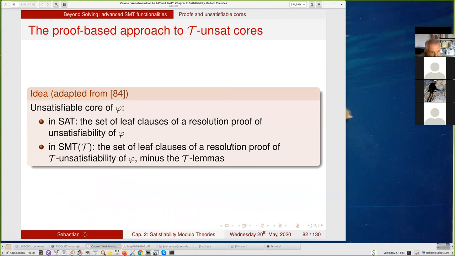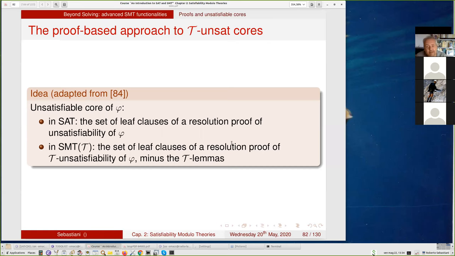Well, this is quite obvious. In SAT, what was the proof-based approach to UNSAT core extraction? Take the set of leaf clauses in a resolution proof. In SMT, take the leaves of the resolution proof and drop the theory lemmas from them, because the theory lemmas are not original clauses, but they are theory valid. So they do not change the validity of the formula.